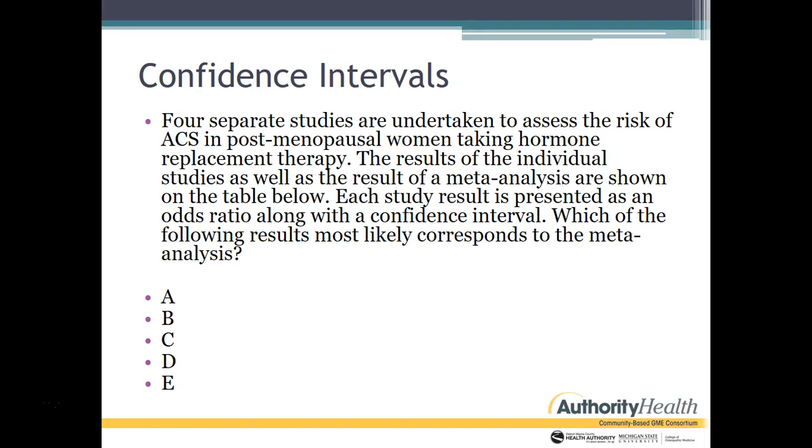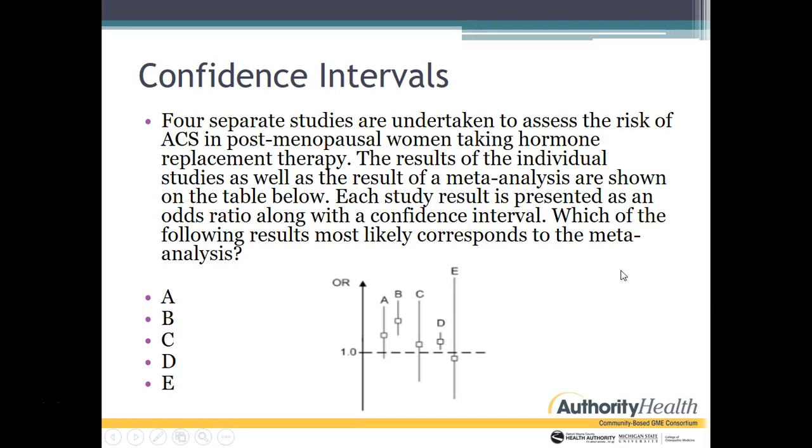All right, here's one more question on confidence intervals. 4 separate studies are undertaken to assess the risk of acute coronary syndrome in postmenopausal women taking hormone replacement therapy. The results of the individual studies as well as the result of a meta-analysis are shown on the table below. Each study result is presented as an odds ratio along with a confidence interval. Which of the following results most likely corresponds to the meta-analysis?